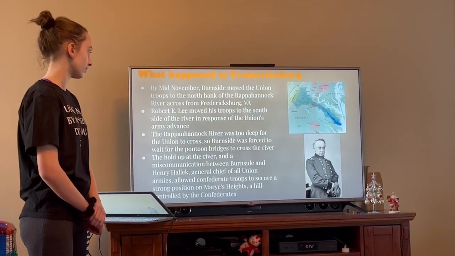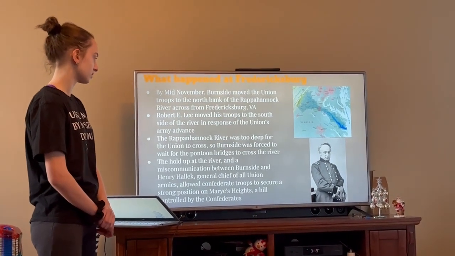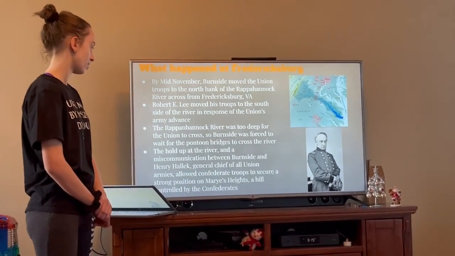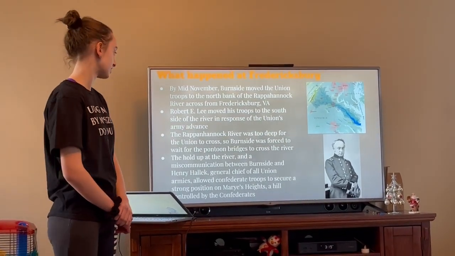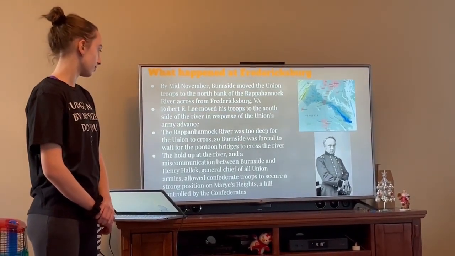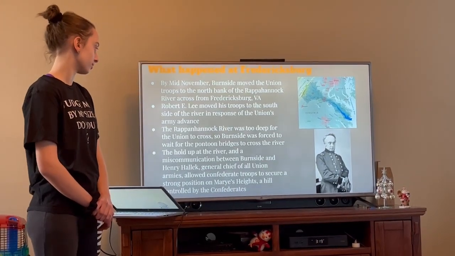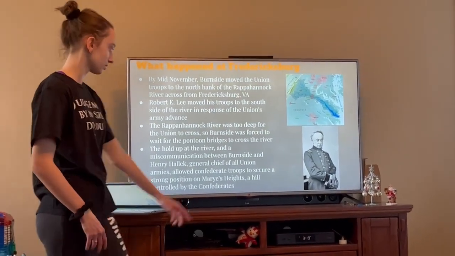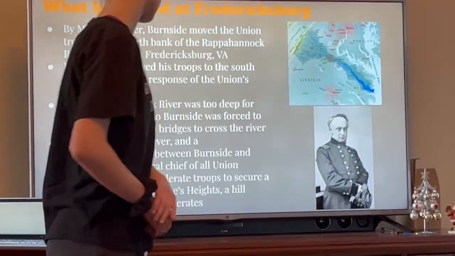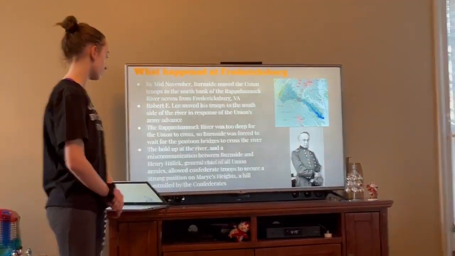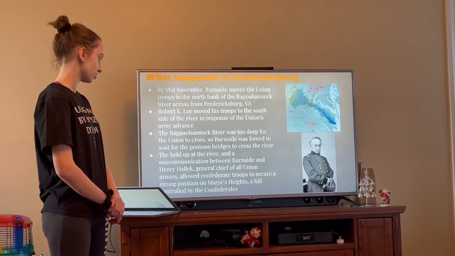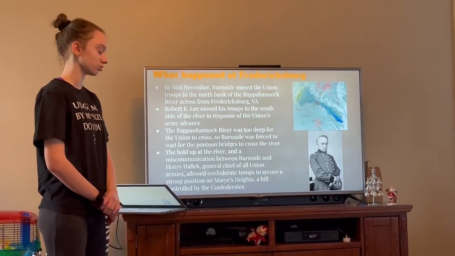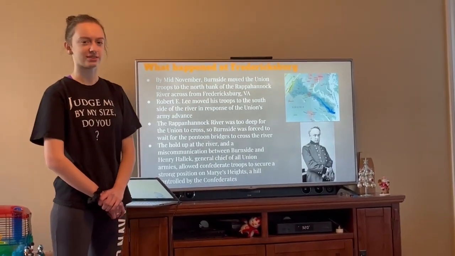The Rappahannock River was too deep for the Union to cross, so Burnside was forced to wait for the pontoon bridges, which were mobile bridges that the army could use to cross the river. The holdup at the river and a miscommunication between Burnside and Henry Halleck, this man here, who was the general chief of all Union armies, allowed Confederate troops to secure a strong position on Mars Heights, a hill that would be controlled by the Confederates for the duration of the battle.